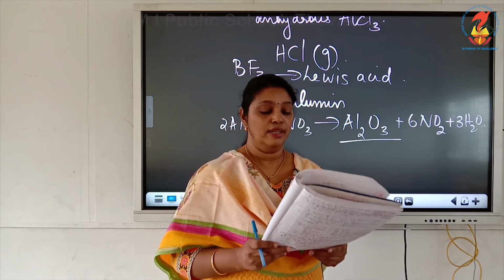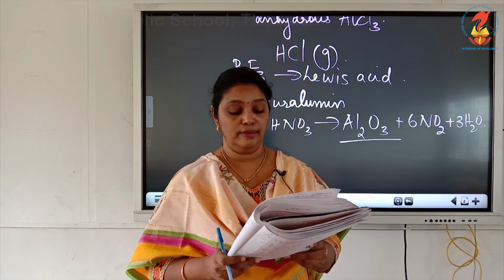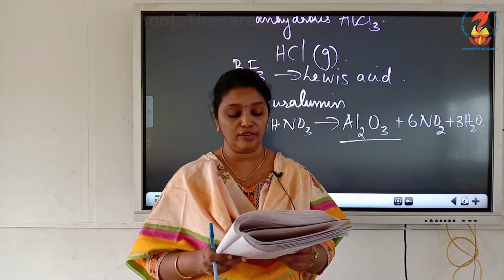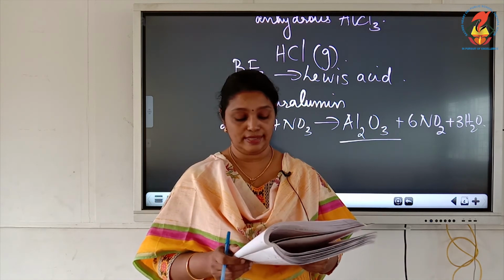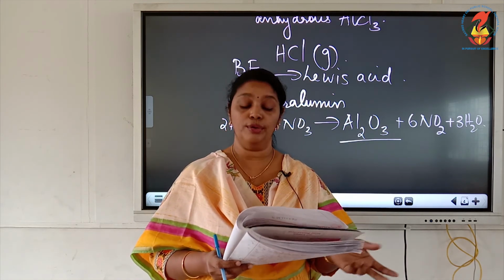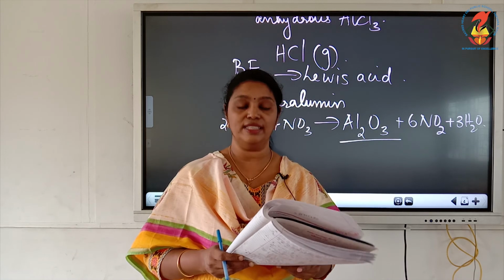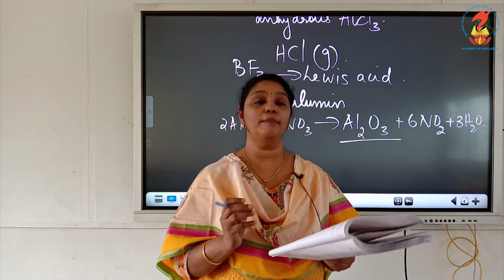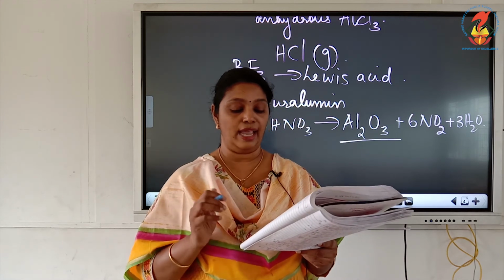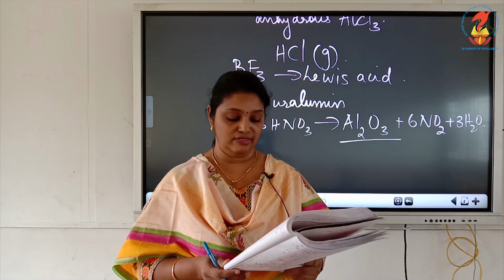Now, next is give two uses of boron. Boron is used as a material for aircraft and boron fibers are used in making bulletproof vests. Next question, why can boron be used in making bulletproof vests or aircraft parts? Because boron is hard, has high melting point, low density and very low electrical conductivity.